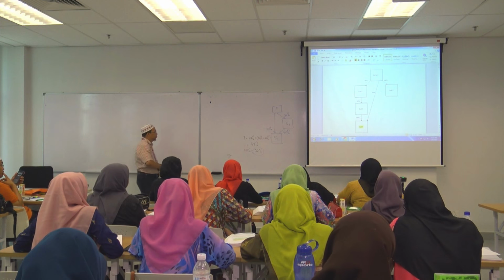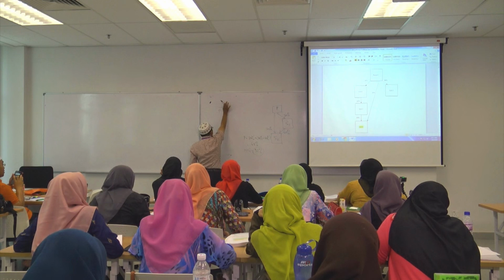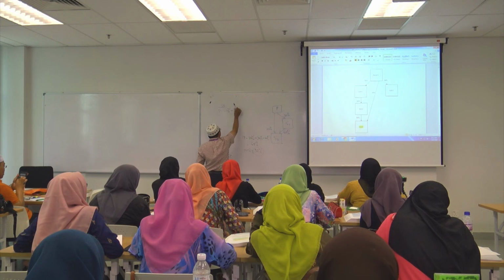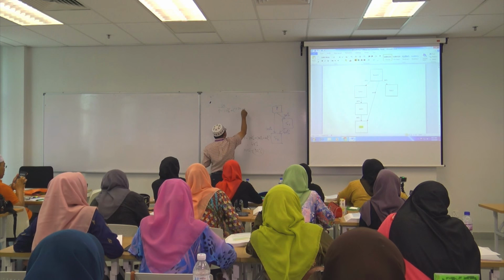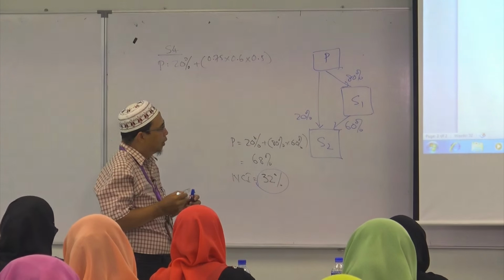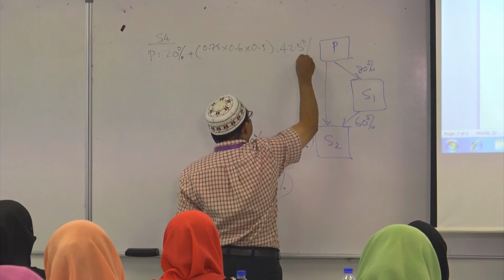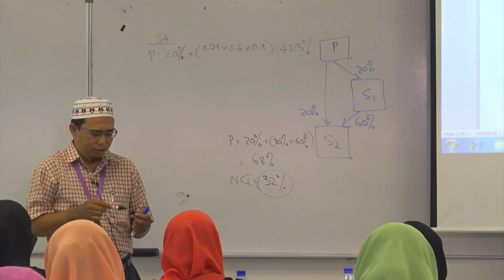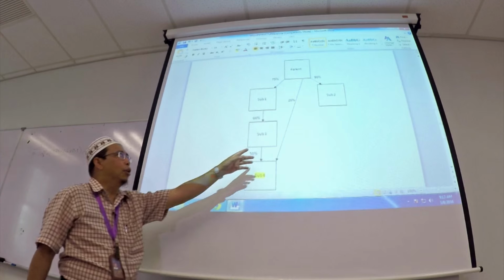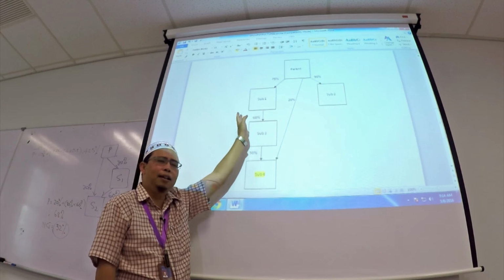So parent subsidiary 4, parent will be 20%, the direct one, plus 0.75 times 0.6 times 0.5. So that's the parent control. 42.5%. Okay, 20%, and then the rest. So this we call direct. This is direct control, and this one is the indirect control.